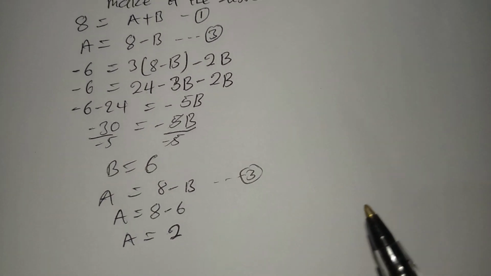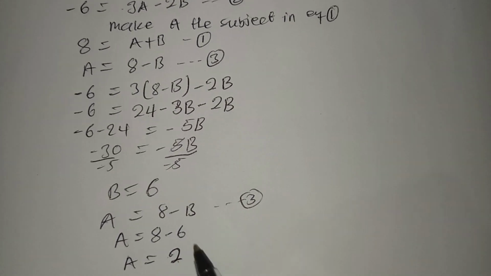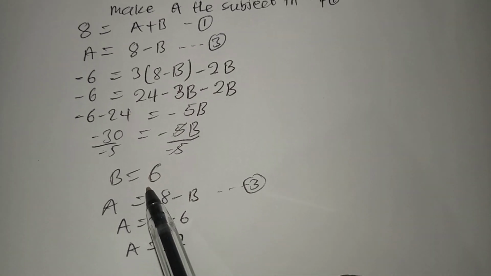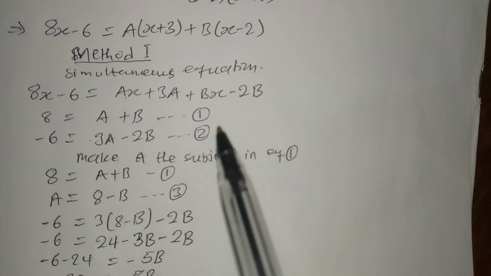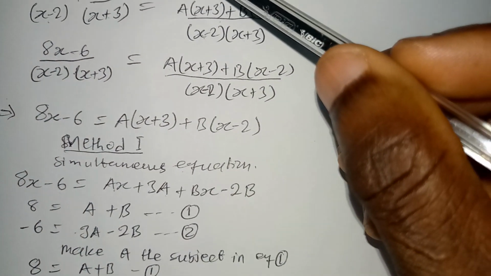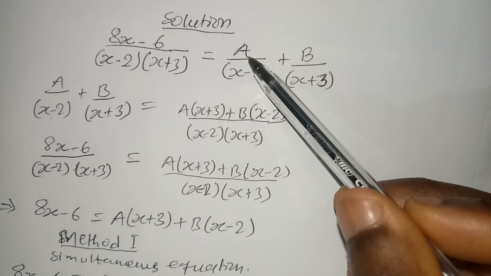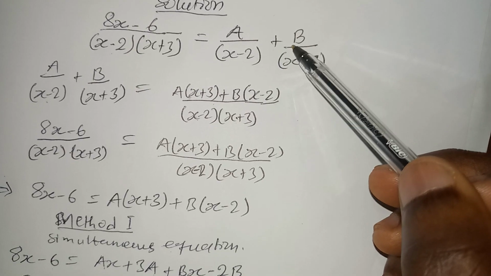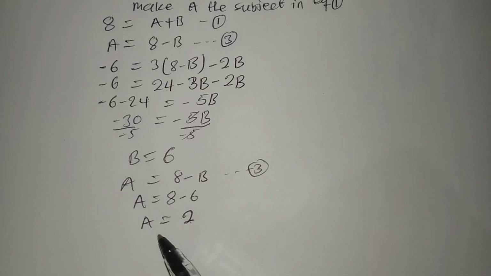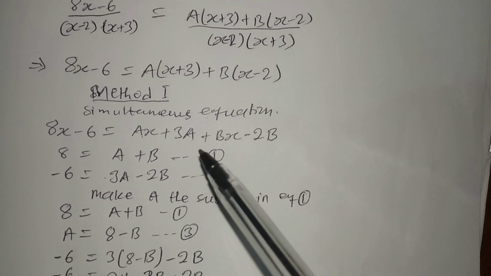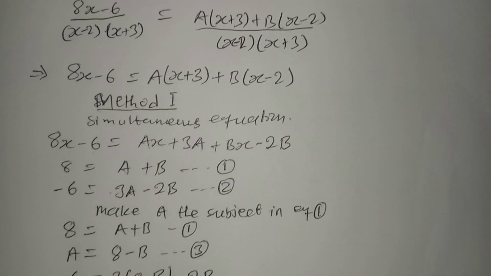Okay, so now the value for A is 2, and the value for B is 6. But bear in mind that we decomposed the fraction to this form. So we must come back and substitute what A is and what B is. What we have found, the results of A and B, we must go back and substitute back here.